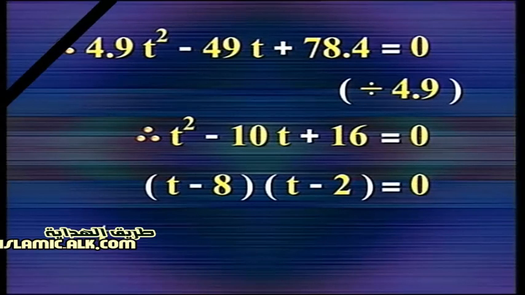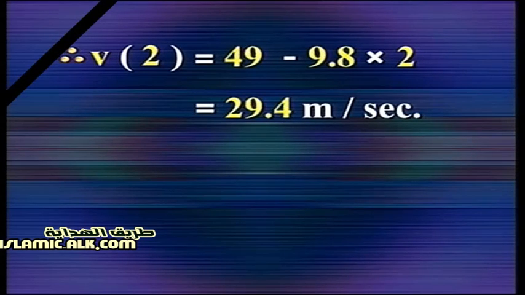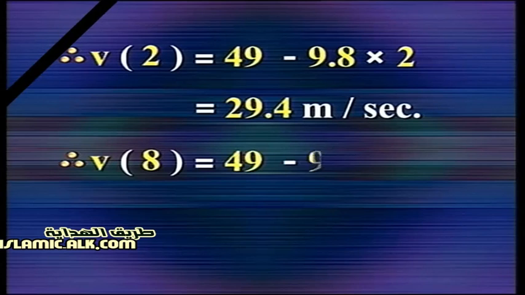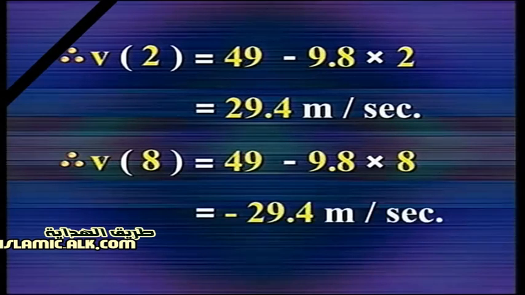Find the value of t. t equals 8 or t equals 2. Then, dear student, we find v at 2, which equals 49 minus 9.8 times 2, which equals 29.4 meters per second. This is the velocity at t equals 2. After that, we find the velocity at 8. v(8) equals 49 minus 9.8 times 8. The answer is negative 29.4 meters per second.